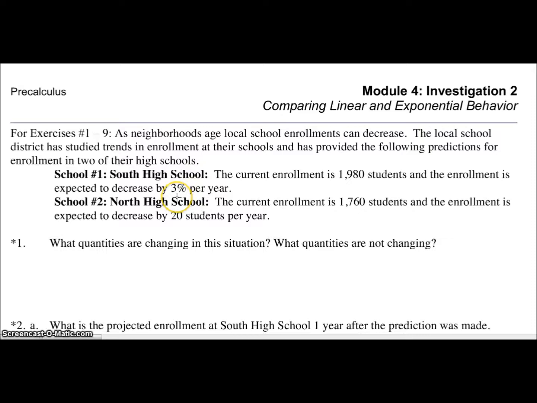Notice this one is decreasing by 3% each year, and each year we're having a different number of students at the school, so that percentage decrease is a changing quantity. Here the decrease is 20 students per year, so that's a constant decrease.